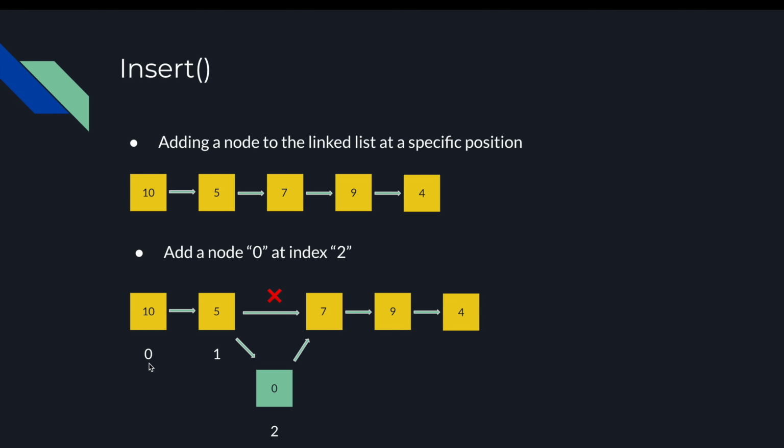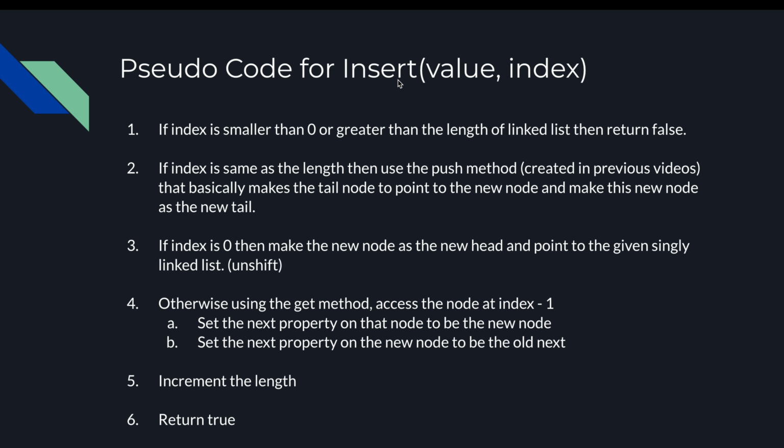As you can see here at index 2, now we have node 0, and the previous node that was at index 2 is now at index 3, and that's how insert method works. Alright, now let's look at the pseudocode of insert method and try to implement it in JavaScript. So the insert method will accept two parameters. One will be the value, which is the new node, and the other one is index number, where we have to place our new node.